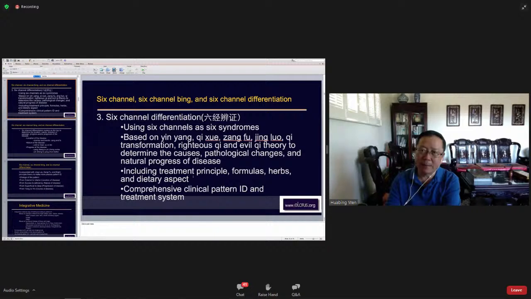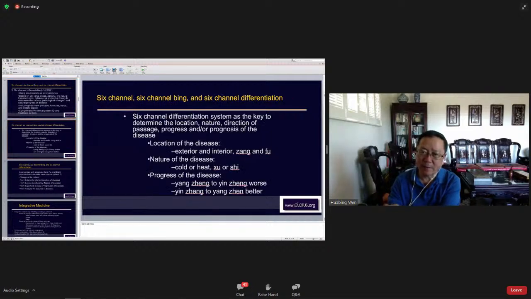And we talk about the six channel, the Liu Jing Bian Zheng, as the key to determine the location: is it exterior, interior, Taiyang, or Yangming. And the nature, of course: is it cold, is it heat. The direction of the passage, in and out, from Taiyang to Yangming, Taiyang to Shaoyang, or vice versa, from Taiyin back to Yangming, from Jueyin back to Shaoyang. So the reason you see that is basically, again, assessment.